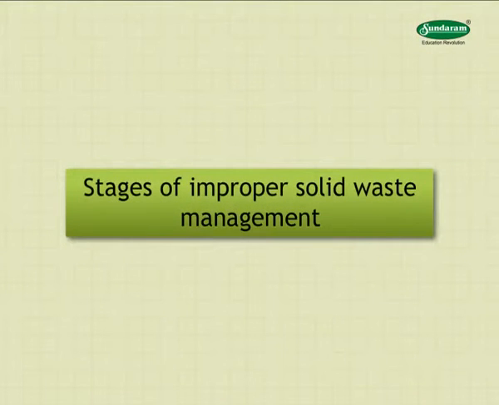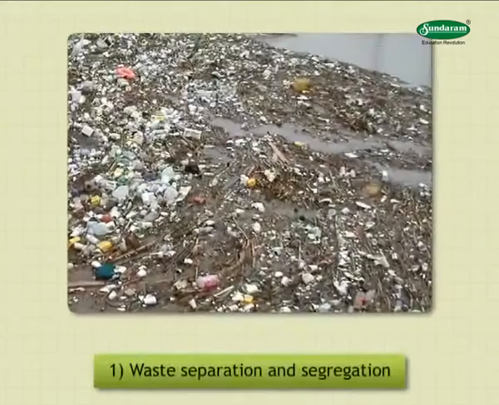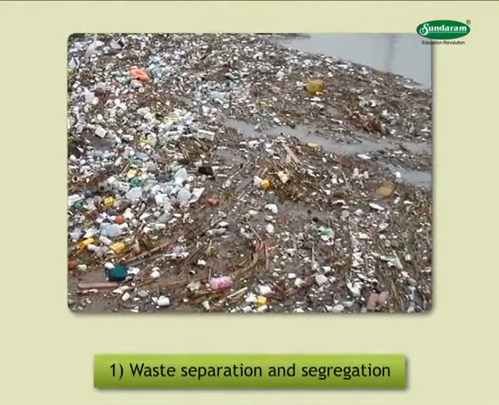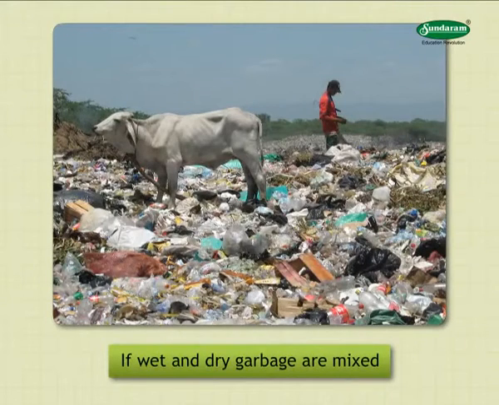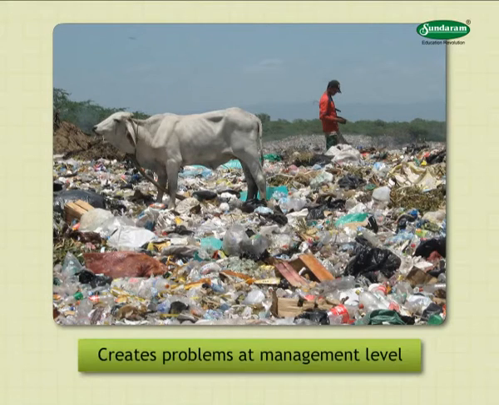Stages of improper solid waste management. 1. Waste separation and segregation. Separation of wet and dry solid waste is very important. If wet and dry garbage are mixed together and disposed of, it doesn't decompose and creates problems at the management level.